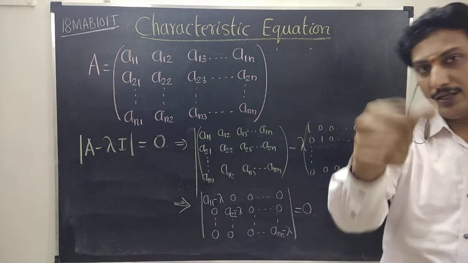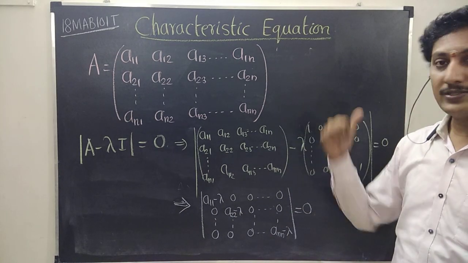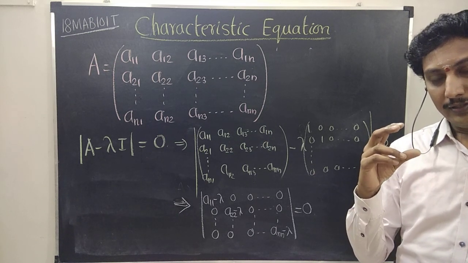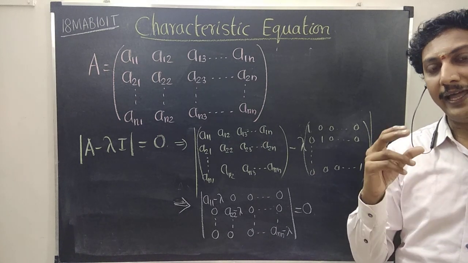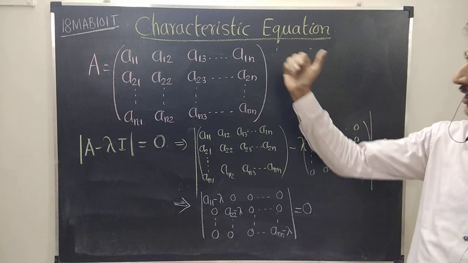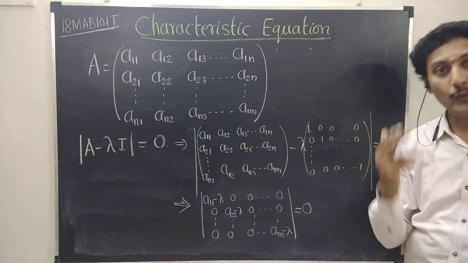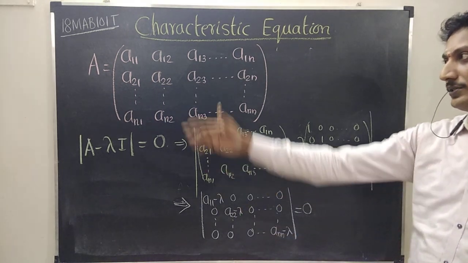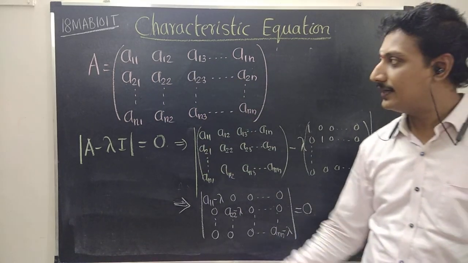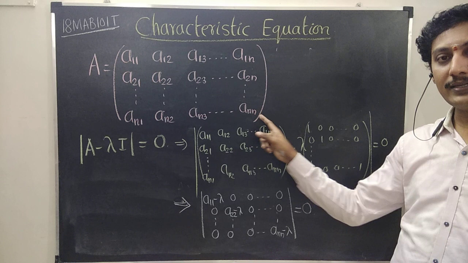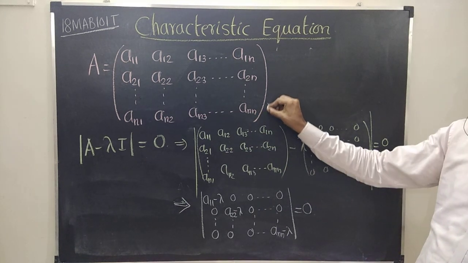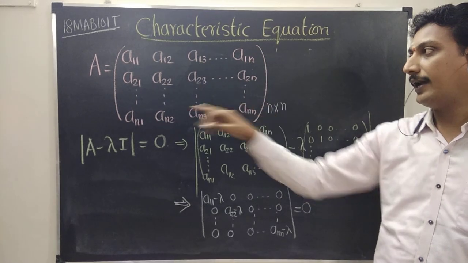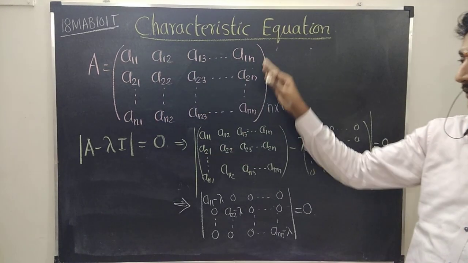This is your ADC. So this video is going to explain how we get the characteristic equation of a given matrix A. Suppose I consider the matrix A to be an n cross n square matrix. There are n rows and n columns, so this is the given matrix.